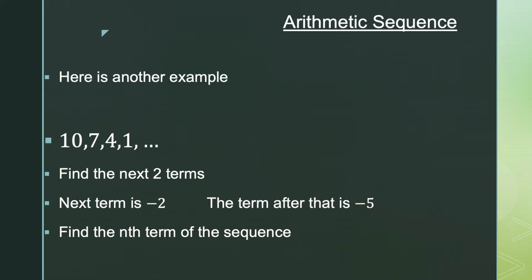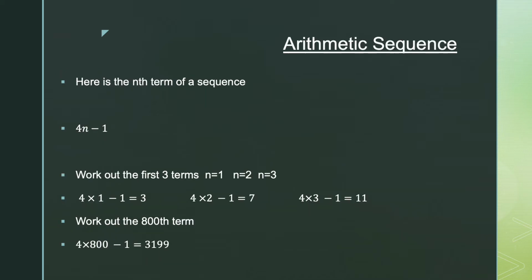Obviously, make sure that you're consistent with your signs. So either answer is correct, it's this or this, and then that is my nth term. Right, next question. Here is an nth term of a sequence. This time we're given an nth term, and we are asked to work out the first 3 terms.